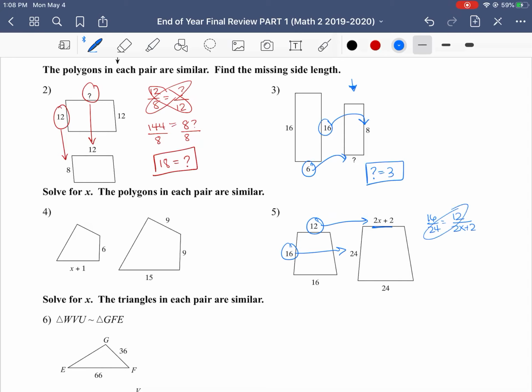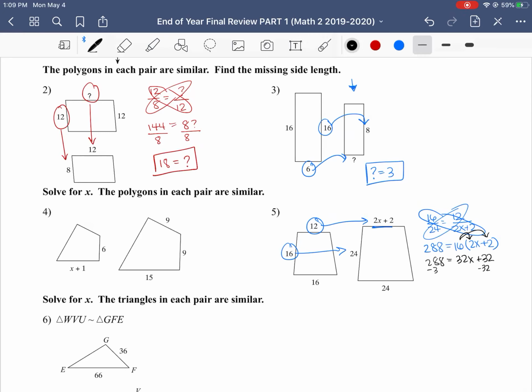And again, we cross multiply, so we start with maybe our 24 times 12. That gives us 288. And then this is the part that might look a little different, but it's the same idea. We have 16. You just need to make sure you multiply that by the binomial of 2x plus 2. Now again, you could divide by 16, but if it helps you just to distribute this first, go ahead and do that. So you'd have 288 is equal to 32x plus 32, and then we're just solving.